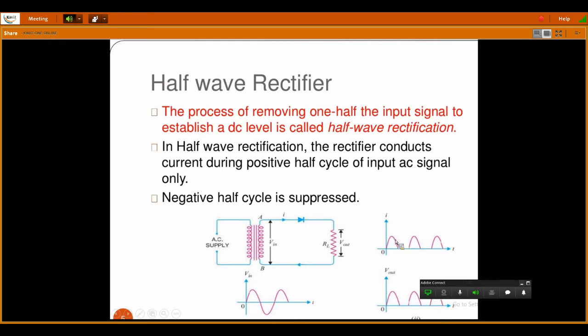half cycle as the output. But what happens during the negative half cycle? Point A is negative and B is positive. Negative to anode makes the diode reverse biased. When reverse biased, it does not conduct and acts as an open circuited PN junction. So when it is open circuited, no current flows through the diode and the external circuitry. So output across the load will be equal to 0. Hence during the negative half cycle, output is equal to 0.